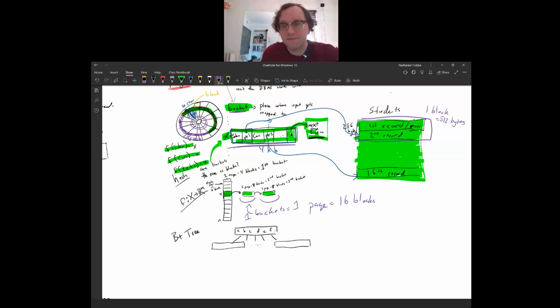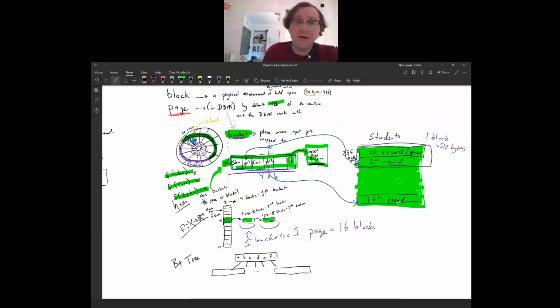Yeah, okay. So part of it's just having the vocabulary, understanding a block, a page, a bucket. They're all different words that sometimes can have some overlap. Okay, fine.